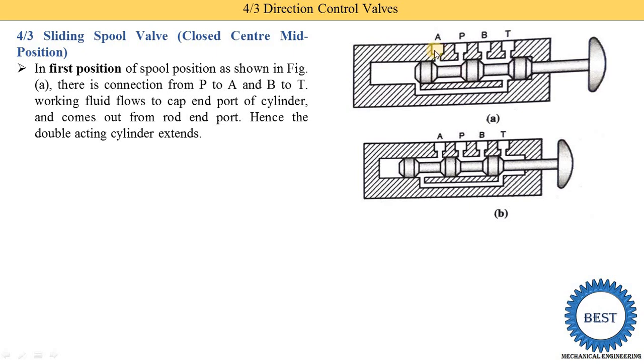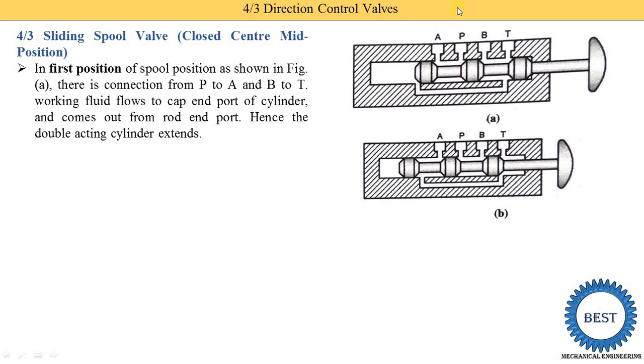Okay, so this is the first position. Here you see that oil or compressed air coming from the pump or a compressor enters the P port, and from the P port there is a passage, and this passage connects the P port with the A port. So whatever amount of hydraulic fluid enters is supplied to this A port.